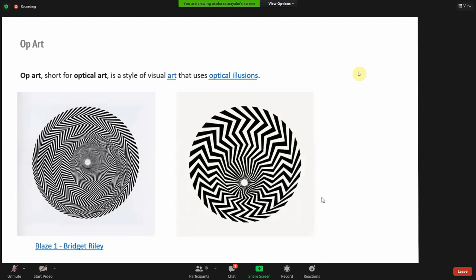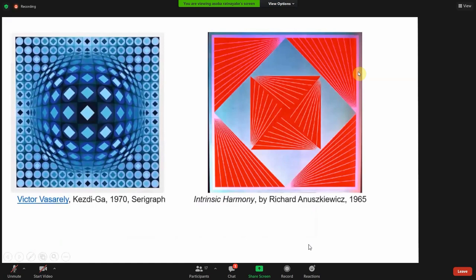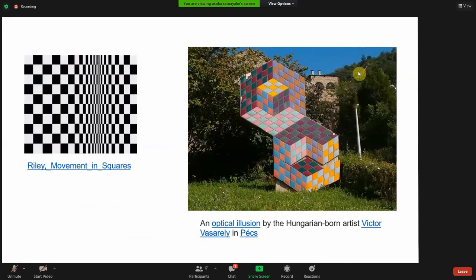Optical illusions means that we see different shapes and 3D spaces when we look at this picture. It's 2D, but we can see a 3D look in that. This is in the 1960s to 70s. Not that long ago. Riley is a pioneer artist in this type of art. See this one?